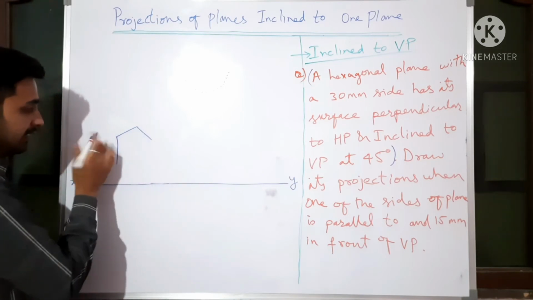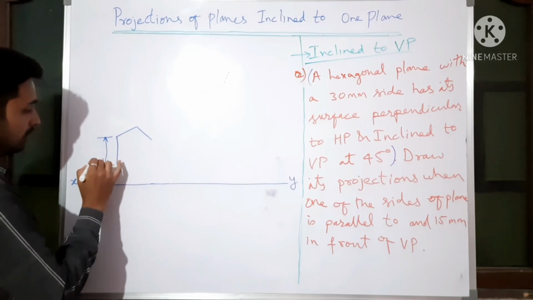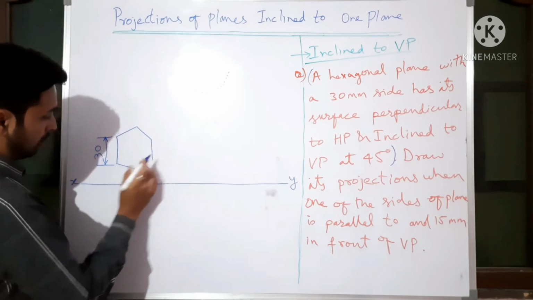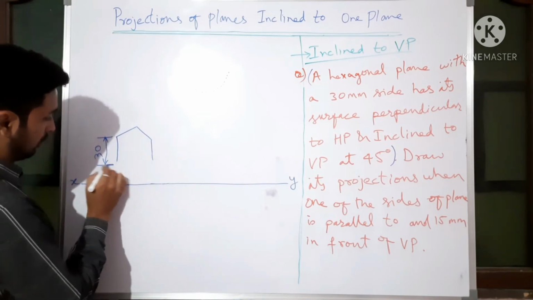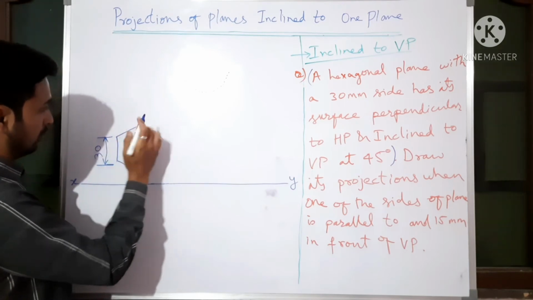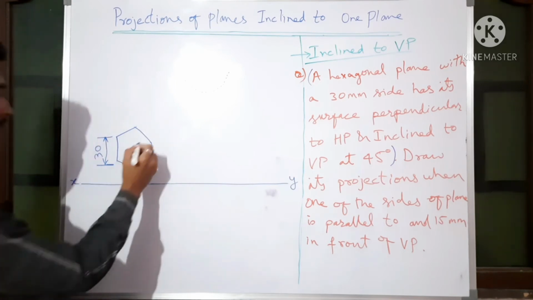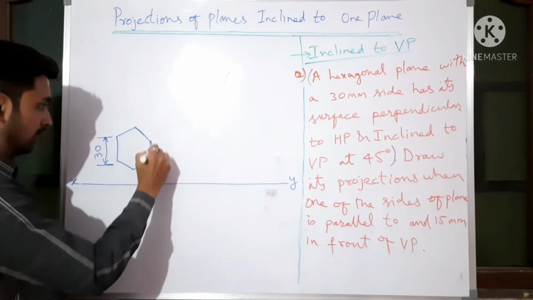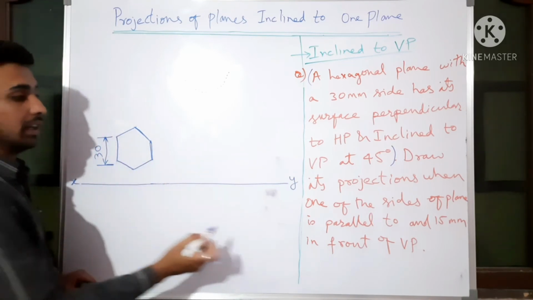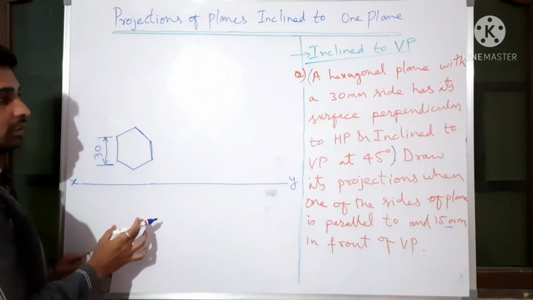Side of the hexagon is 30 mm. This is 30. Little shape got disordered, but understandable. And one end is 15 mm in front of VP, that we will see in the top view.